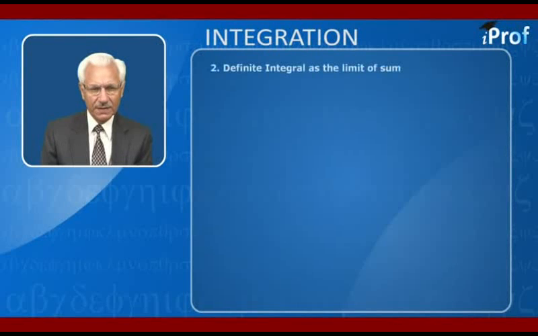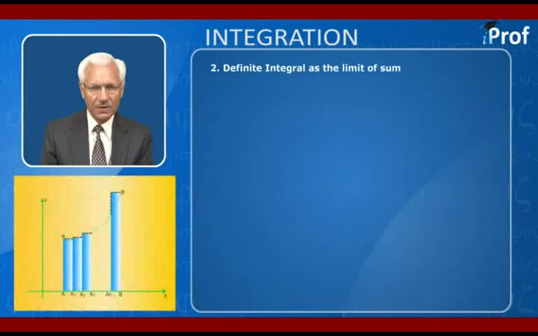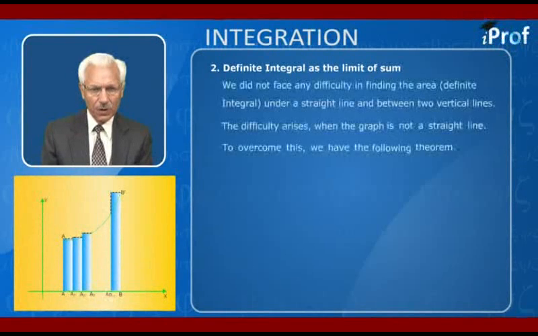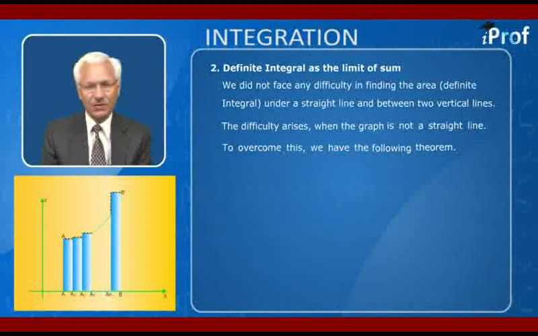Now we define definite integral as the limit of sum. This concept we can arrive at as follows. We did not face any difficulty in finding the area, the definite integral, under a straight line and between two vertical lines. The difficulty thus arises when the graph is not a straight line. To overcome this, we have the following theorem.